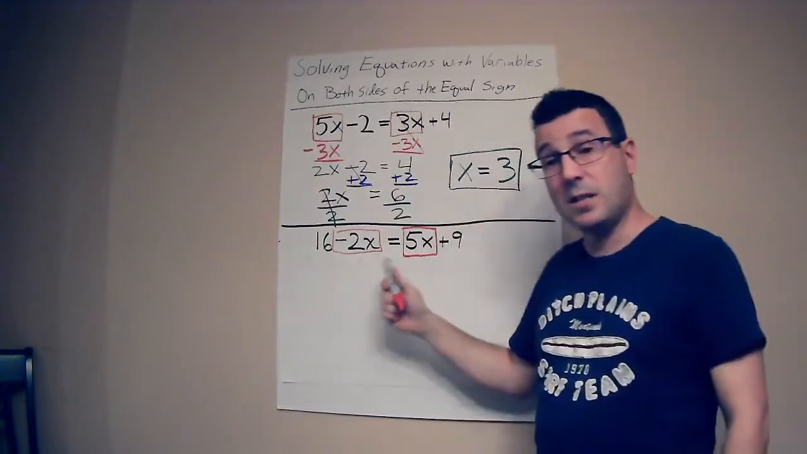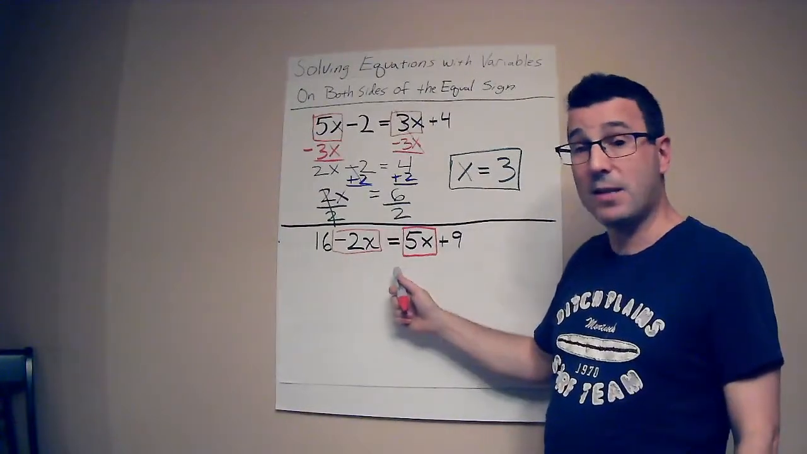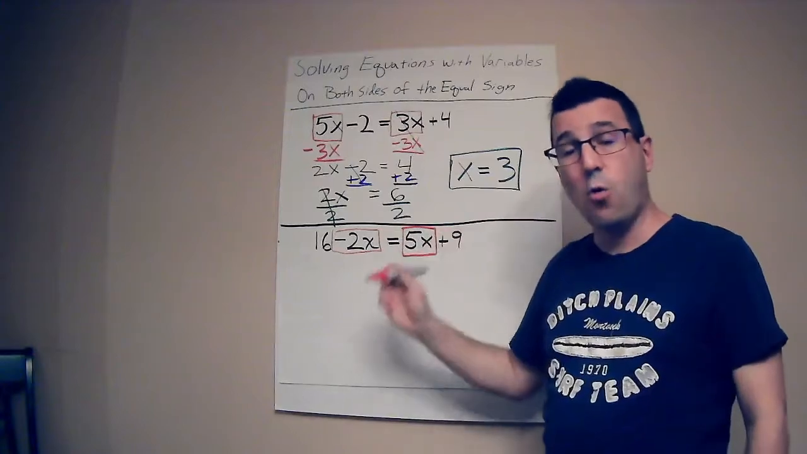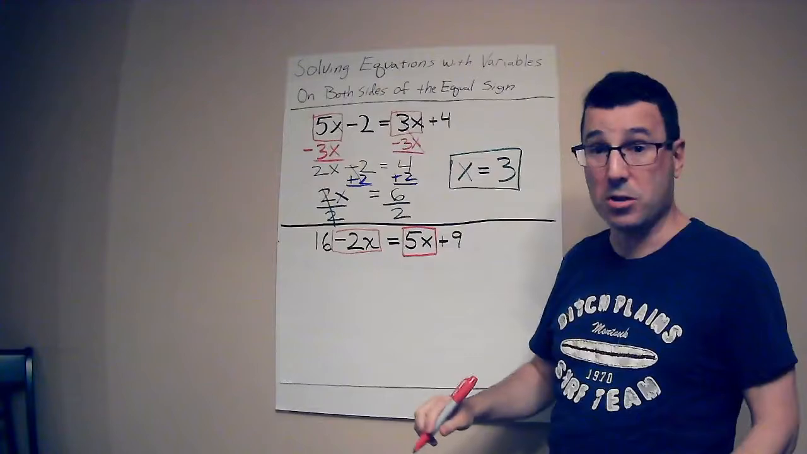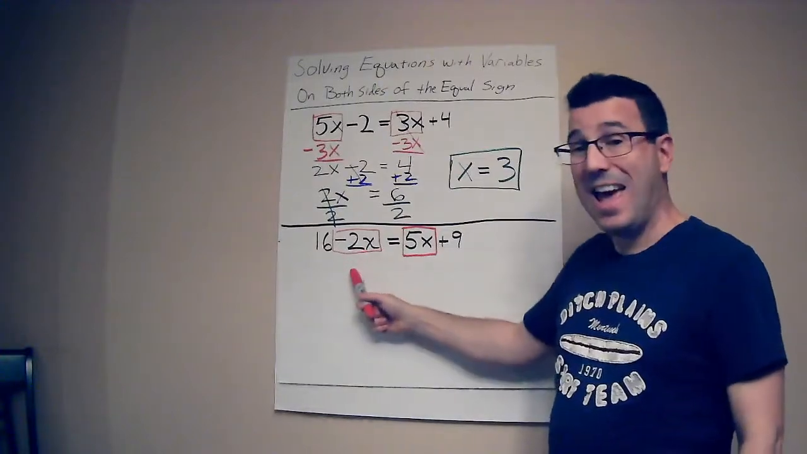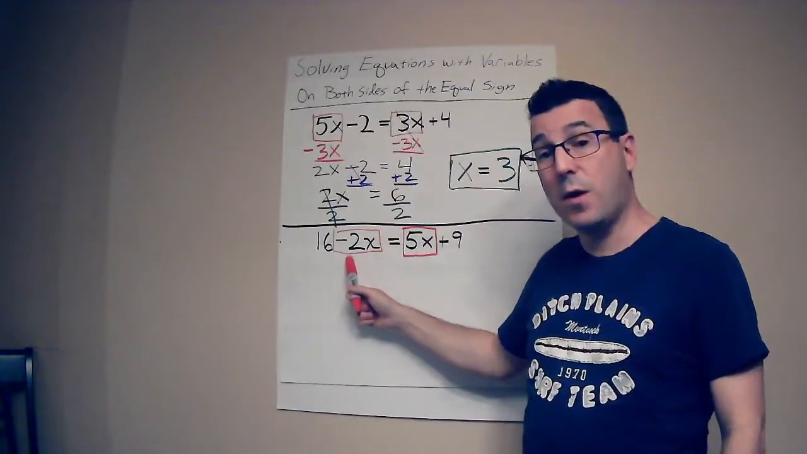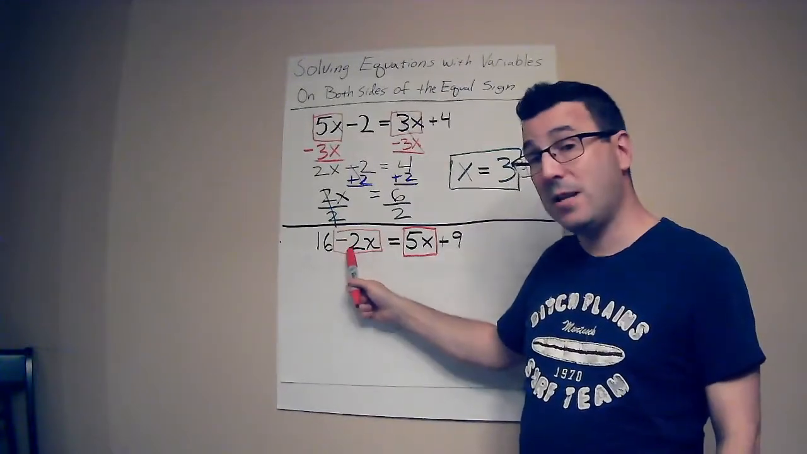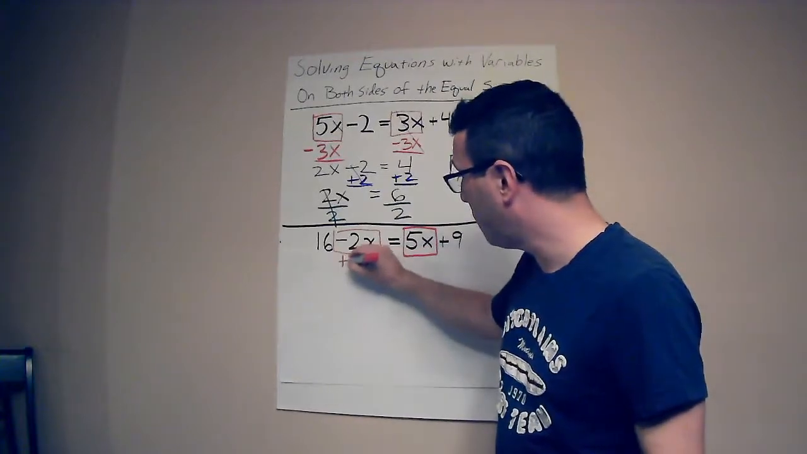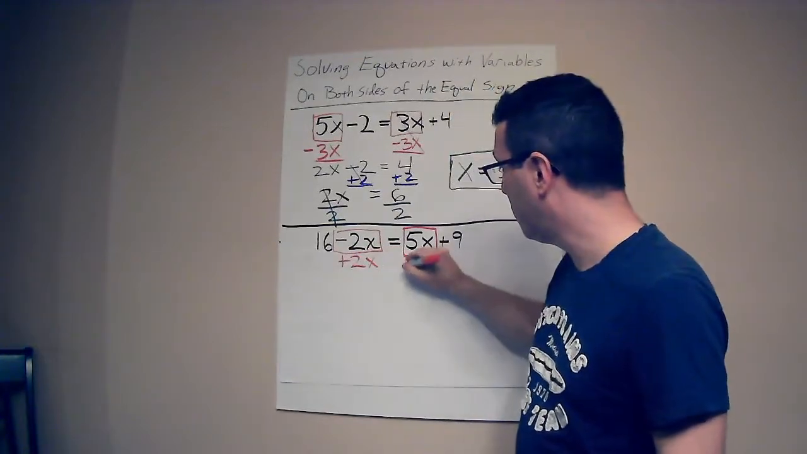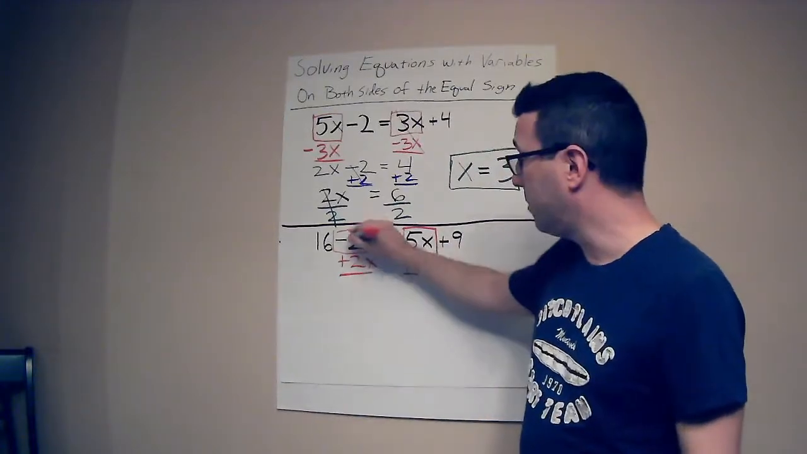When I look at this, I say, which one is smaller, negative 2x or 5x? Negative is always less than a positive, no matter how big the number looks. So I'm going to add 2x to both sides, because again, I'm doing the opposite of whatever is here. This is a minus 2x, so I'm going to do plus 2x on both sides. Plus 2x, plus 2x. That cancels out on this side.